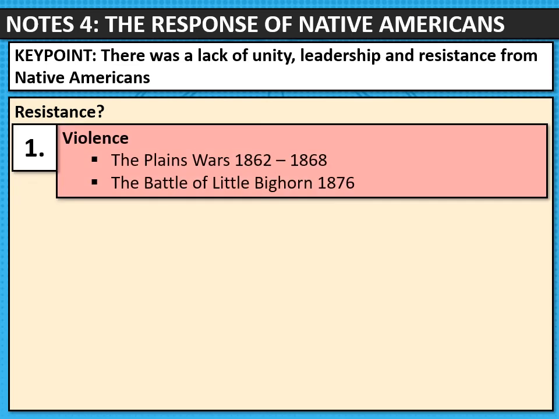There was some resistance though. Firstly, in the form of violence. We've mentioned about the Plains Wars of 1862 to 68, and also the famous Battle of Little Bighorn in 1876, where General Custer and about 200 of his cavalry unit were killed by a Native American tribe. In fact, it was this event that made many in America realize reservation policy was not working.